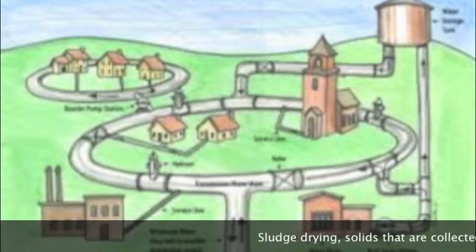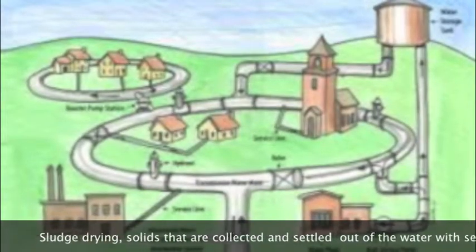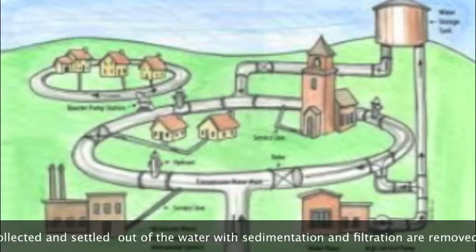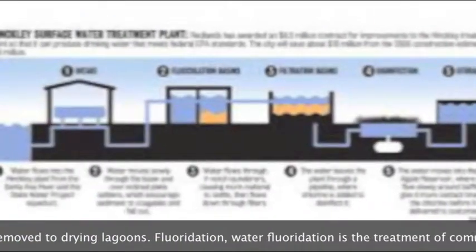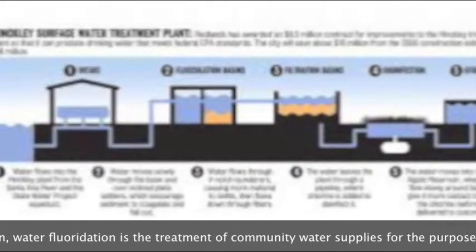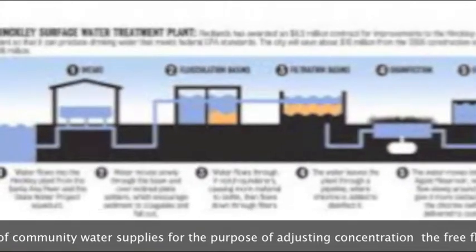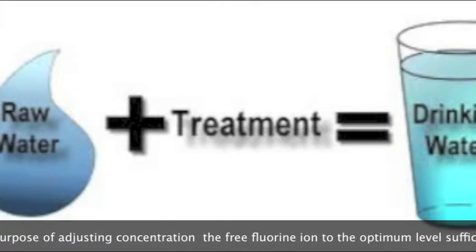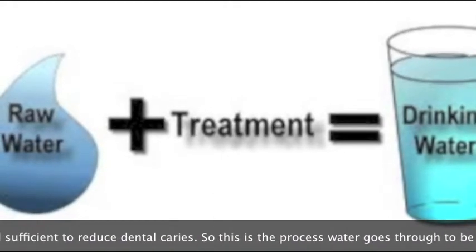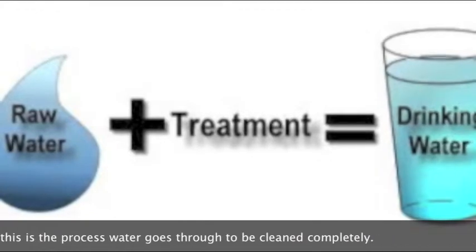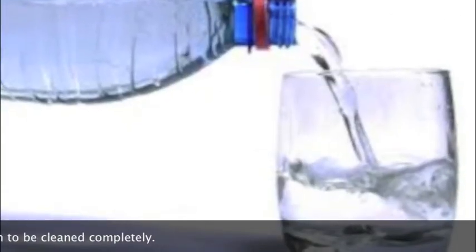Sludge drying: solids that are collected and settle out of the water by sedimentation and filtration are removed to drying lagoons. Fluoridation: water fluoridation is the treatment of community water supplies for the purpose of adjusting the concentration of the free fluoride ion to the optimum level sufficient to reduce dental caries. So this is the process water goes through to be cleaned completely.